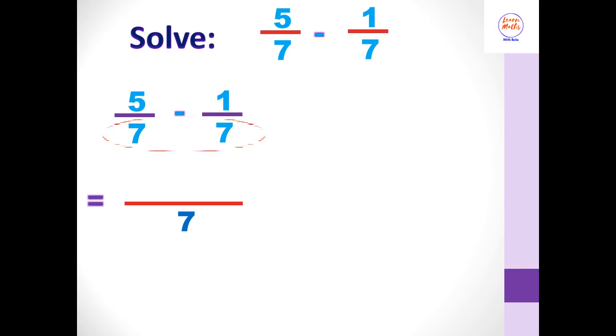So 5 minus 1, that will give us 4 over 7. So you can see it is straightforward. We have 5 minus 1 is 4 divided by the LCM, and don't forget I said LCM means lowest common multiple.